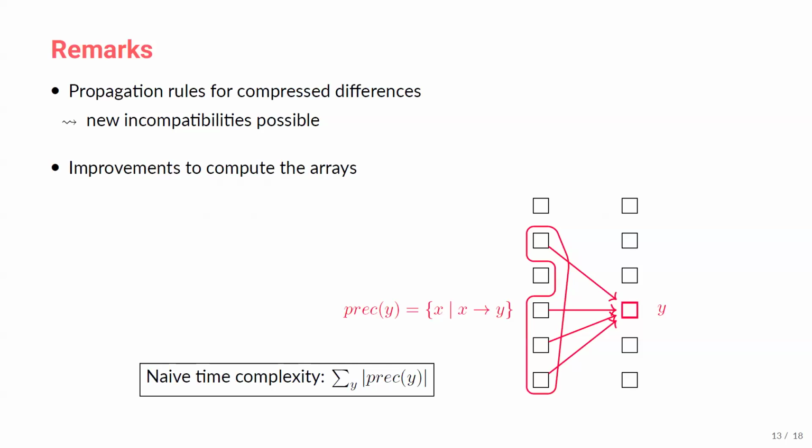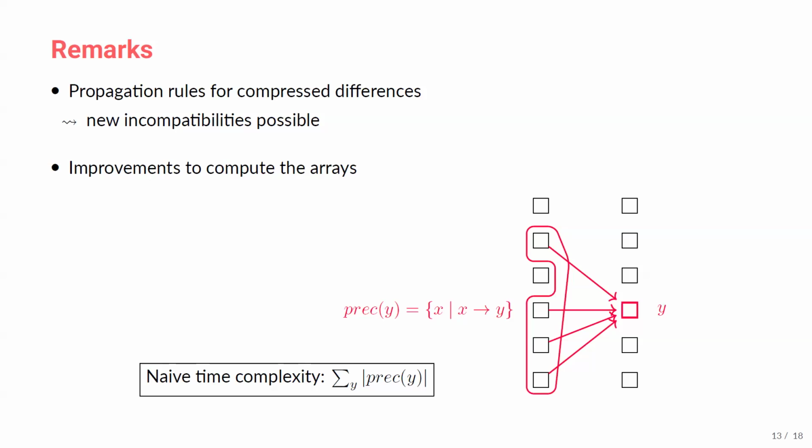Note that because we use a more compressed representation of differences, we lose information. So our propagation rules are less precise, and that introduces new incompatibilities. So we remove these incompatibilities during the second step. And also, we improve a bit the time complexity to compute the arrays.